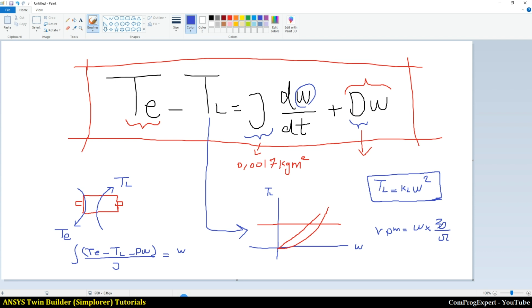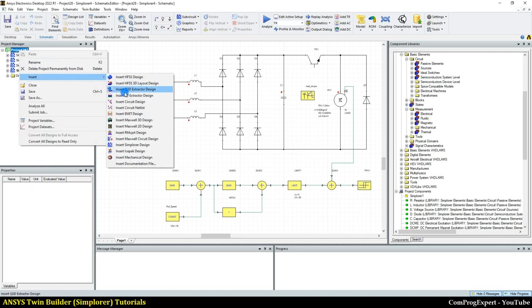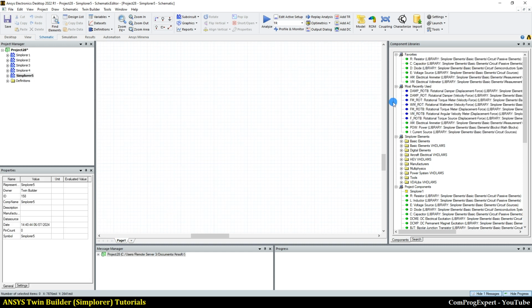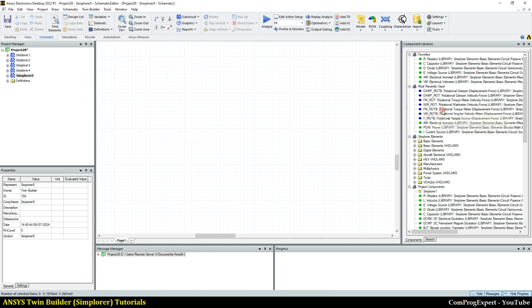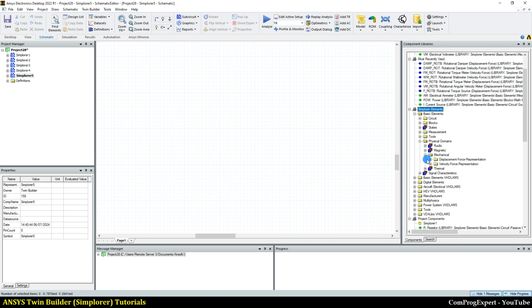What is the logic in ANSYS Simplorer software? So, let's add a Simplorer design and check these elements: basic elements, physical domains, mechanical. Here we have two different representations: displacement-force representation or velocity-force representation.